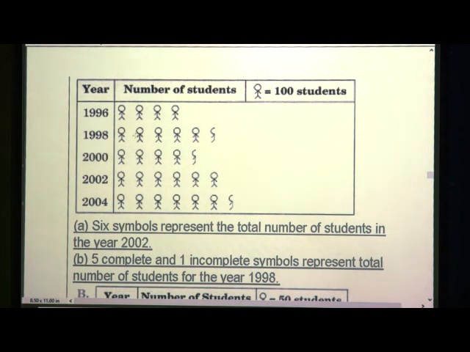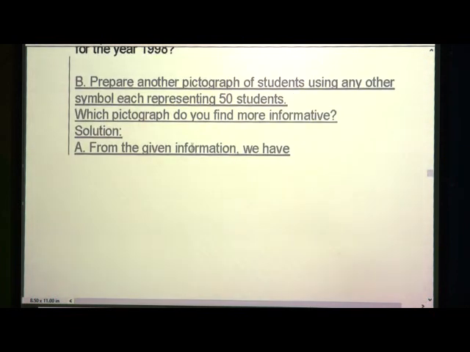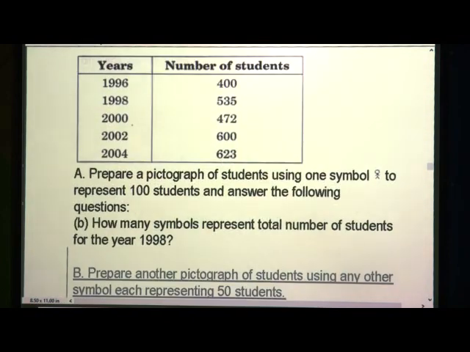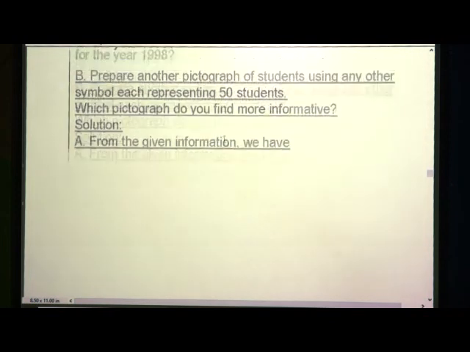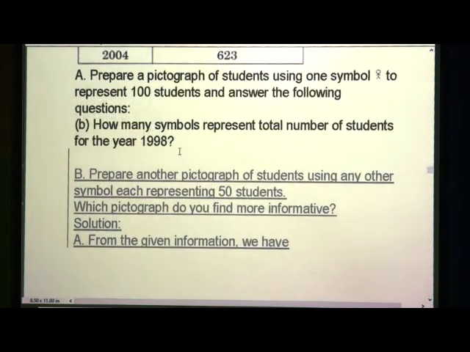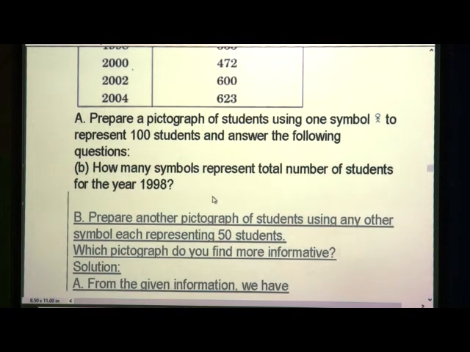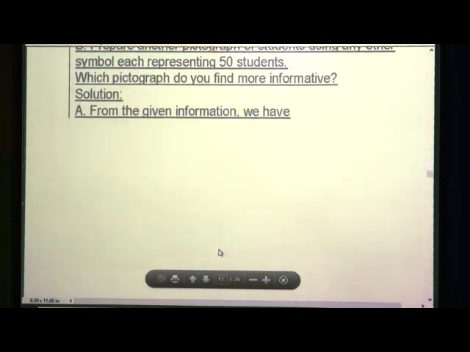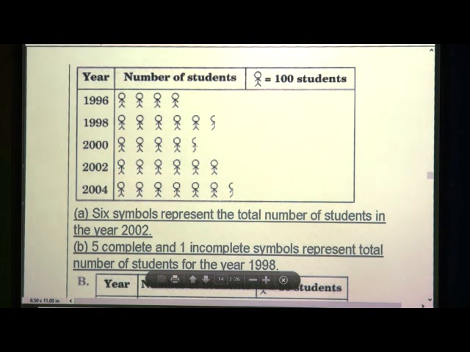In 1998 we have 1, 2, 3, 4, 5 symbols for 535 students. You can see 535, so we cannot show that with whole symbols. We need to draw half of the image. Again in 2000 we have 472, and to represent it in the pictograph we need to draw half of the symbol.